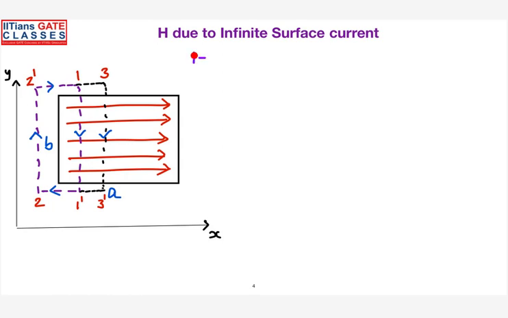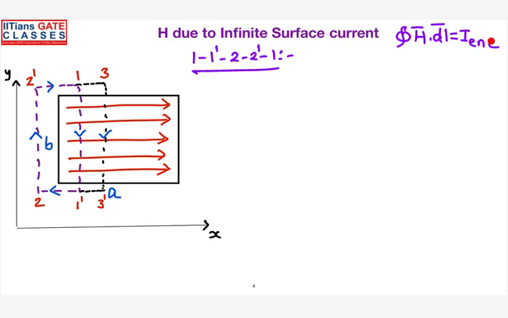I will start with 1 prime, 2 prime and again back to 1. This is the loop I was considering. So what does Ampere's law say right now? The line integral of magnetic field intensity over a closed line is equal to the current enclosed. When you take any closed loop, the line integral of magnetic field intensity is equal to I enclosed.